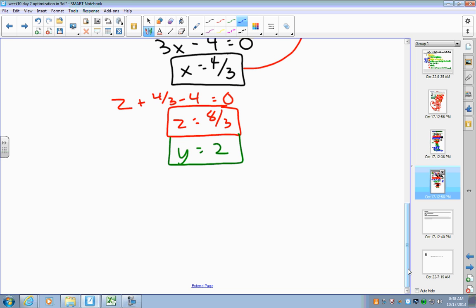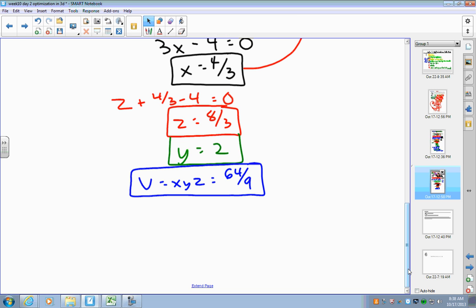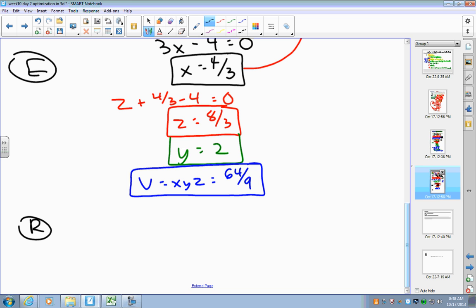And if you multiply those, I get 64 ninths. Okay? That, again, was all the evaluating. Or you'd want to go do the second derivative test. Okay? So, second derivative test, let's see.